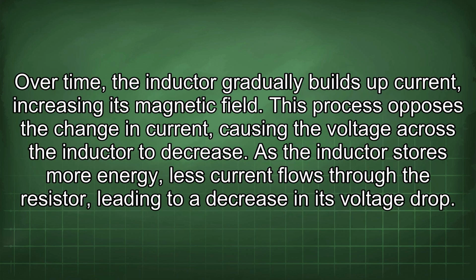Over time, the inductor gradually builds up current, increasing its magnetic field. This process opposes the change in current, causing the voltage across the inductor to decrease. As the inductor stores more energy, less current flows through the resistor, leading to a decrease in its voltage drop.